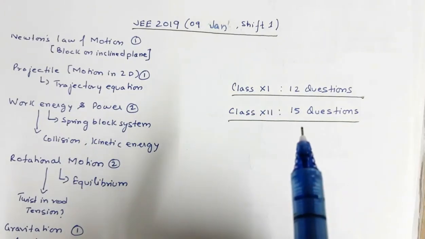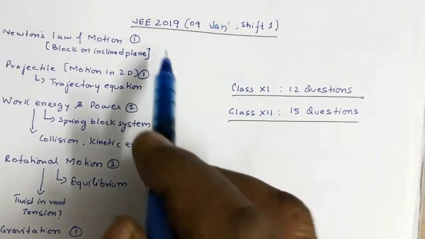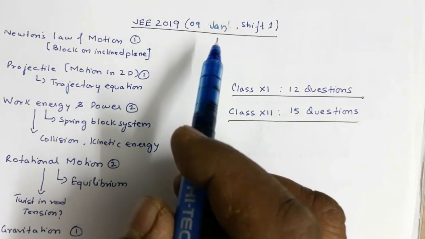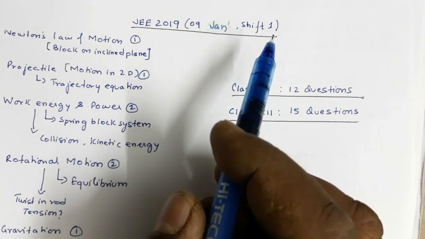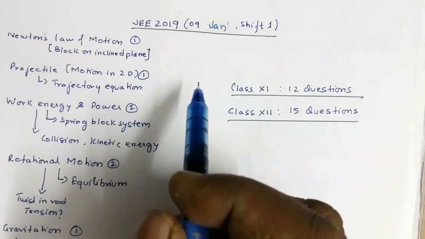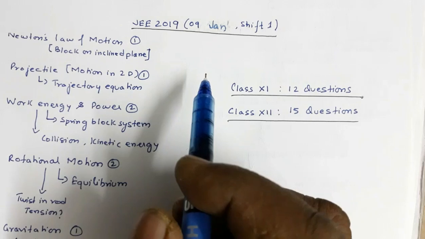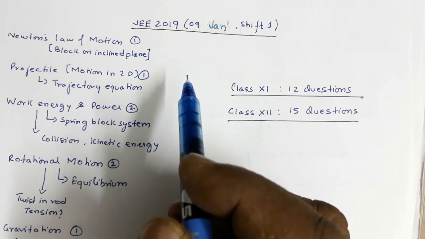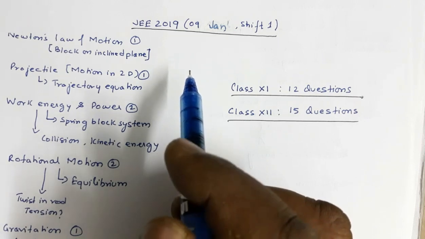Now in this video I am going to present the analysis of the JEE Main 2019 physics paper, which was held on 9th of January, that is the morning shift 1. Based on this analysis you will see that this paper was more or less based on NCERT. So students who have a thorough knowledge of NCERT, I am sure they have done well in this examination.